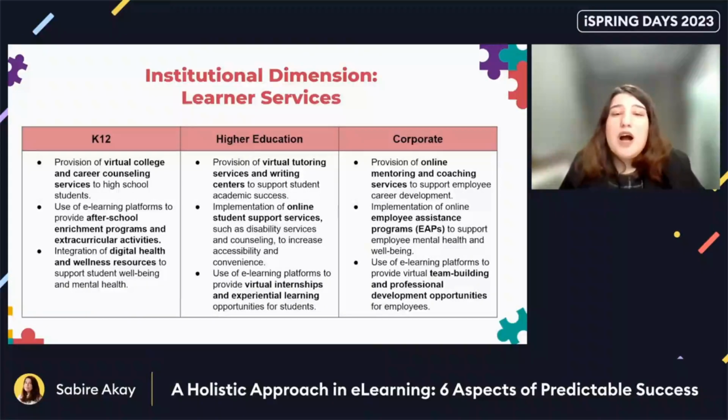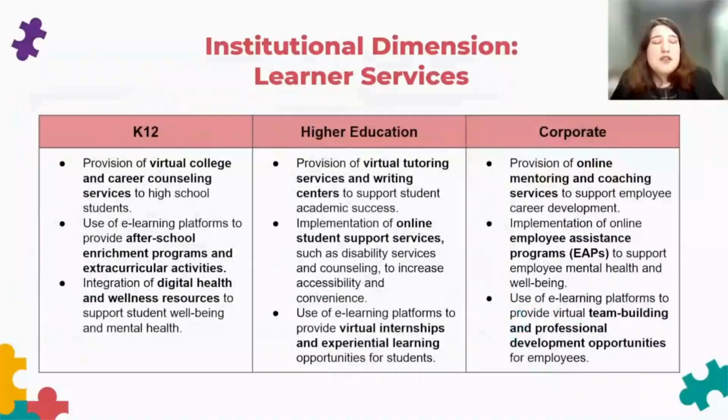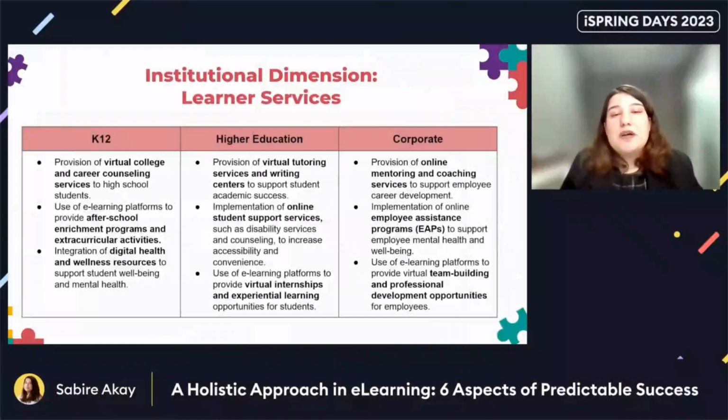And later on, we have our learner services. As I said, it was student services, but I prefer learning services. For K-12, the first thing that we can offer is virtual college and career counseling services. While it's virtual college for K-12, we will just create another opportunity for corporate under the name of professional development. So these are interchangeable objectives and things that we can offer during the process.